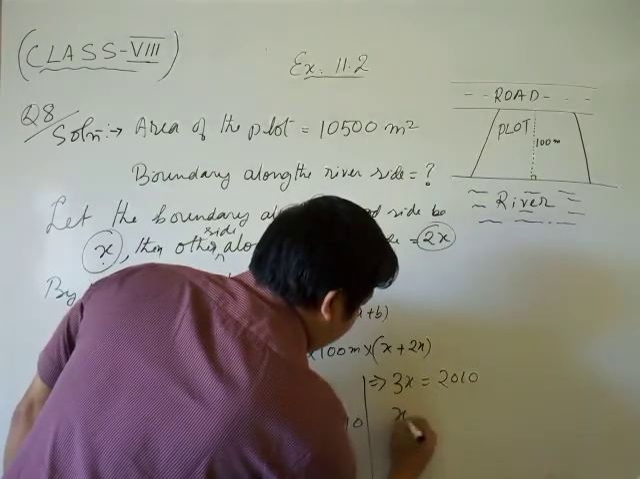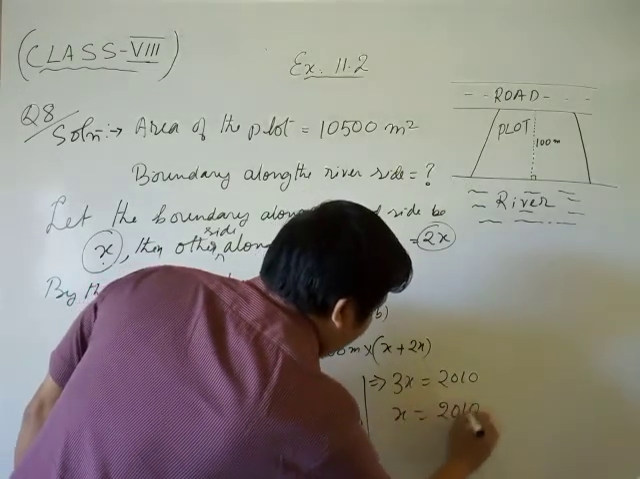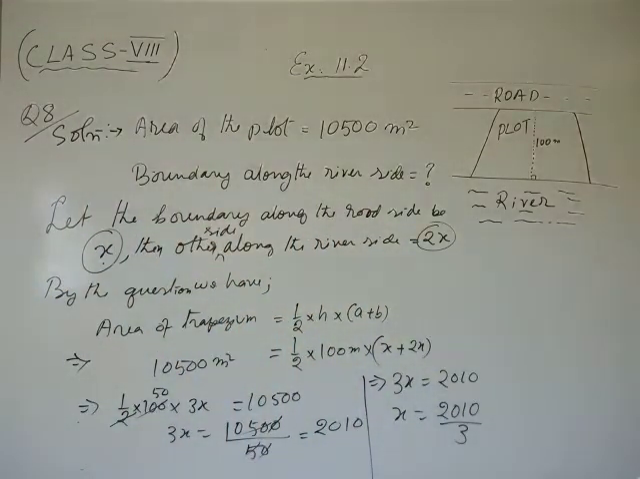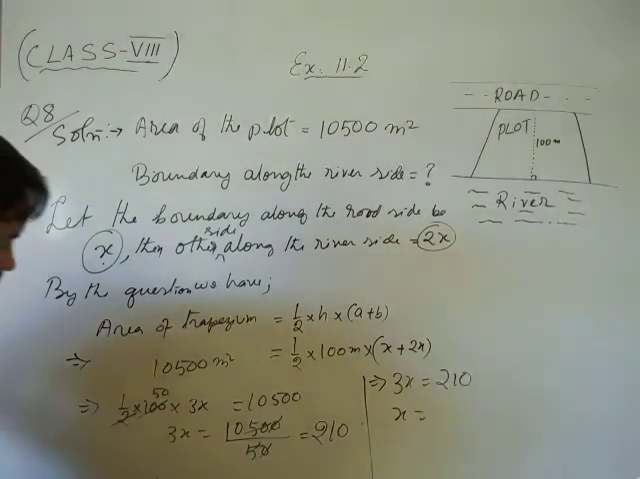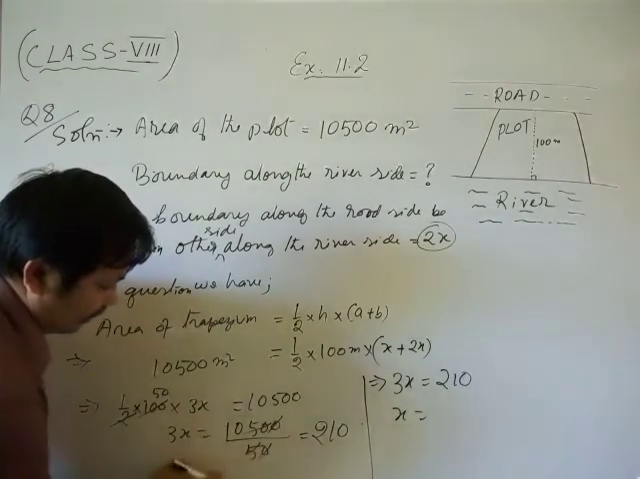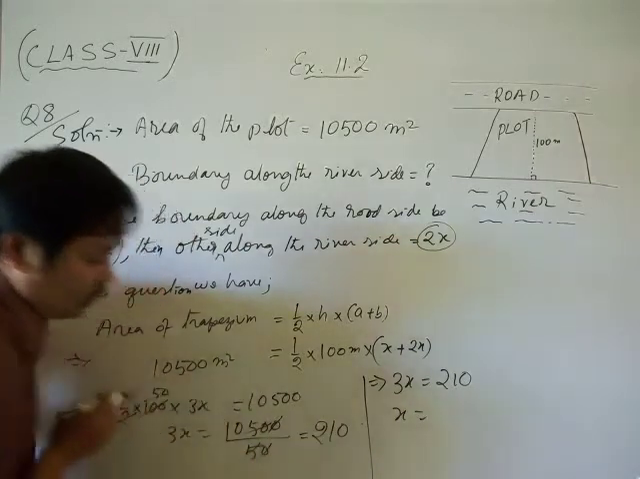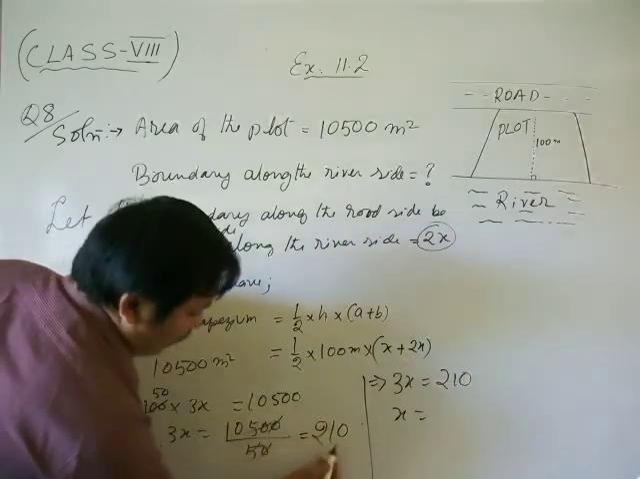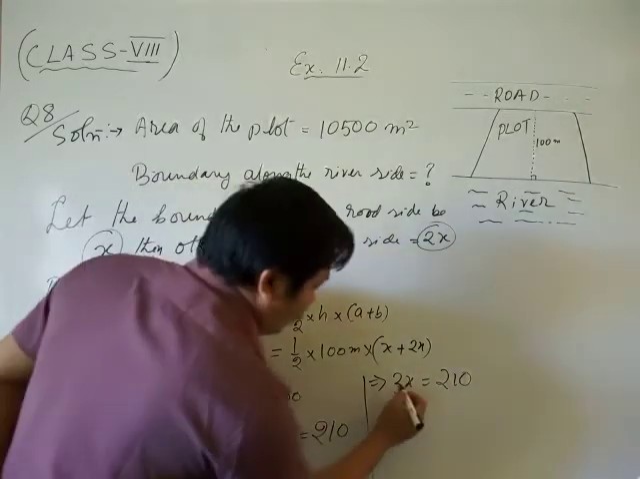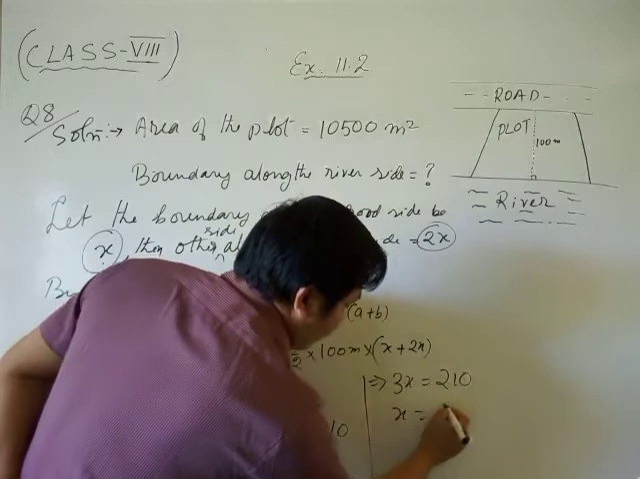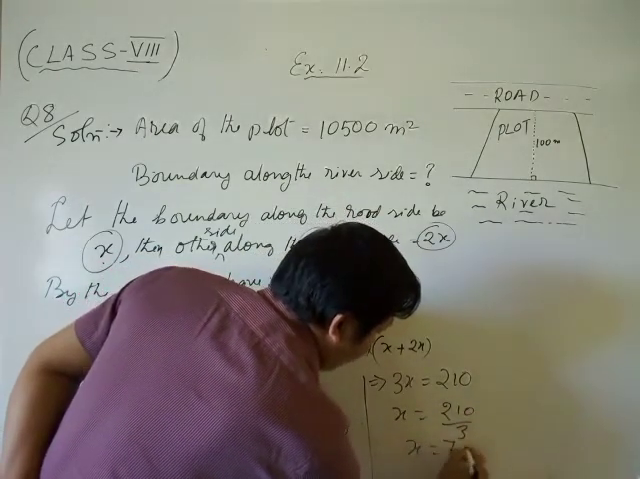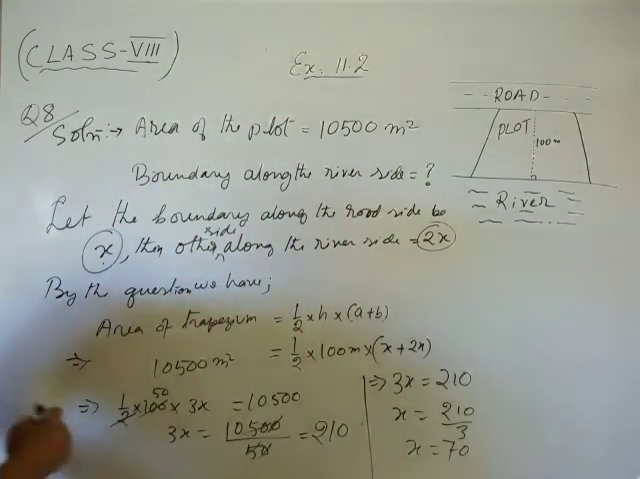Now x is equal to 2010 divided by 3. How much will it be? Once again, my test will come here in this division. So we don't need to get one more 0 here. So you get here 210. So 3x equal to 210, and this 210 will be divided by 3. Isn't it? And x is equal to 70. Now we get x is equal to 70.